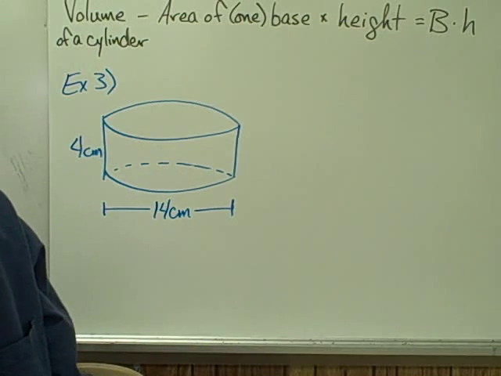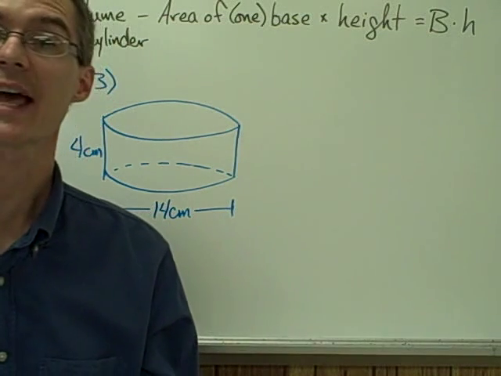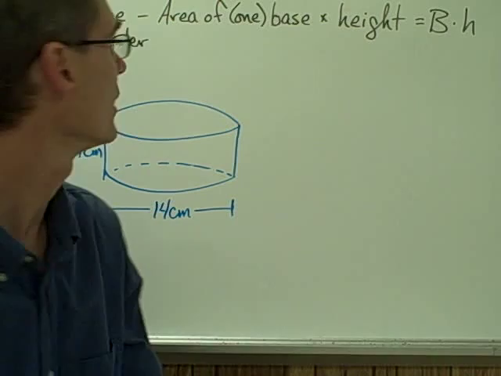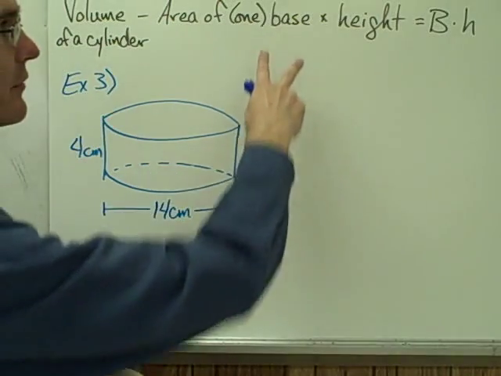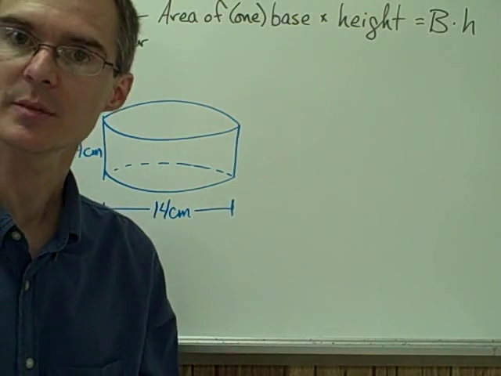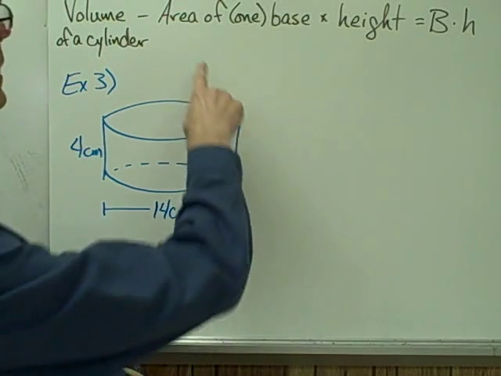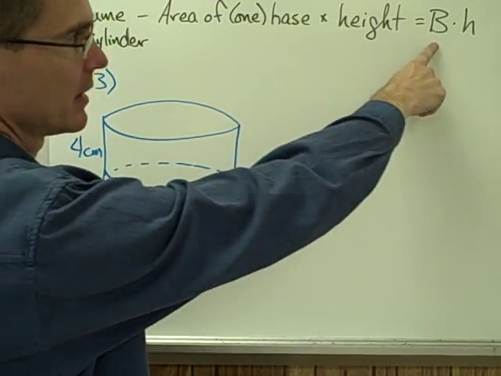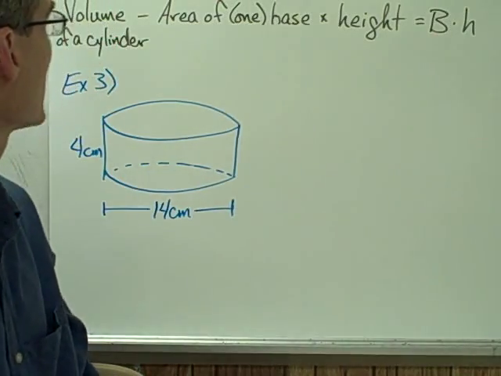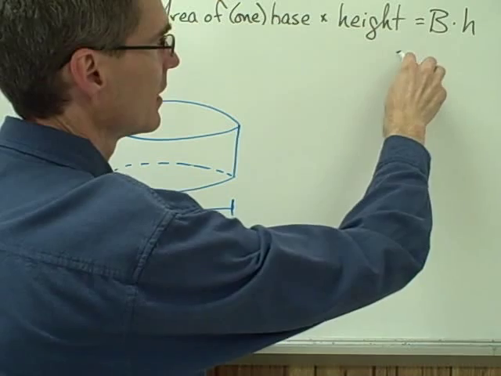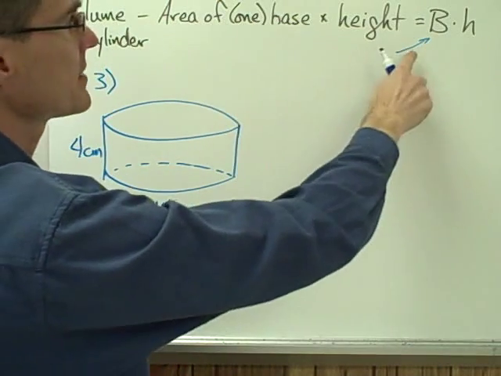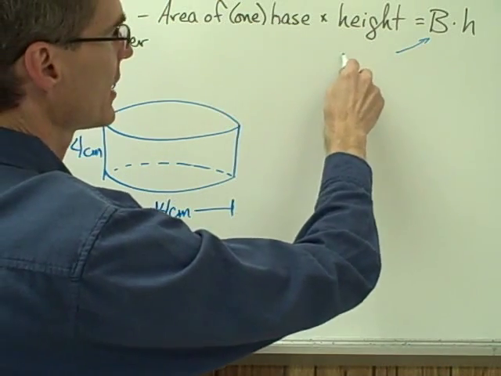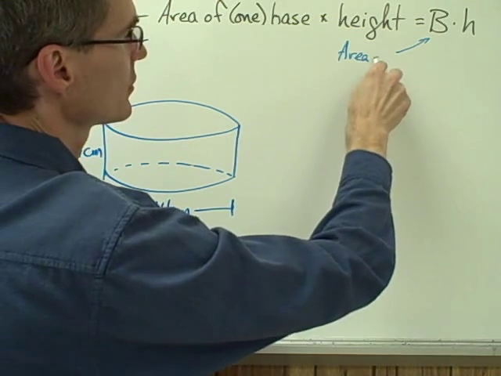Now, the last thing we want to look at for cylinders is how do we calculate the volume of a cylinder. And again, you see the formula for the volume of a cylinder is very similar to that for the volume of a prism. The volume of a cylinder is the area of one base times its height. We write this as capital B times H. Now remember, the area of a base of a cylinder, this is the area of a circle.